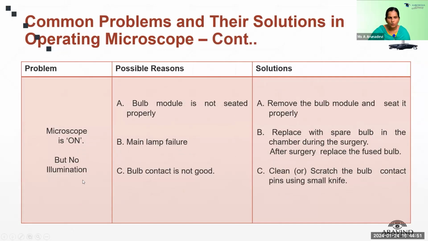Next, the microscope is on but there is no illumination. First, we need to check whether the bulb module is not seated properly. Remove the bulb module and seat it properly. If there is a main lamp failure, replace it with the spare lamp in the chamber during the surgery. After surgery, replace the fused bulb. And sometimes the bulb contact may not be good. Clean and scratch the bulb contact pins using a small knife.